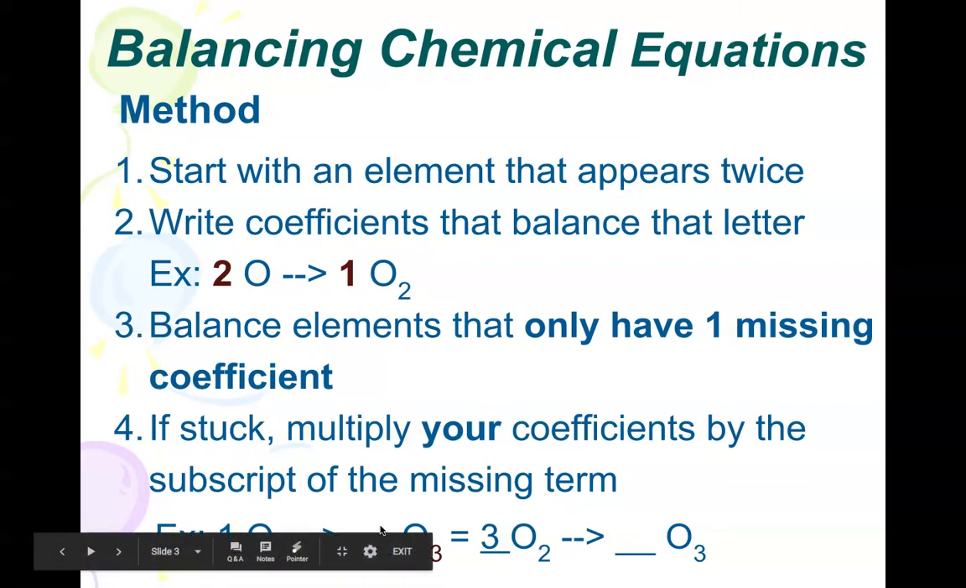So this was the missing term, the one that was giving us trouble. The subscript here that we were stuck on was 3. So I'm going to multiply that 1 by 3. I'm going to change it. So now look what happens. We've got 6 oxygens, 3 molecules with 2 O's each. So now it's going to be much easier to balance this. To get 6, we're going to need 3 times 2. So you'd write a 2 there, and then we'd have 6 on both sides and be balanced. Let's look at a real example.